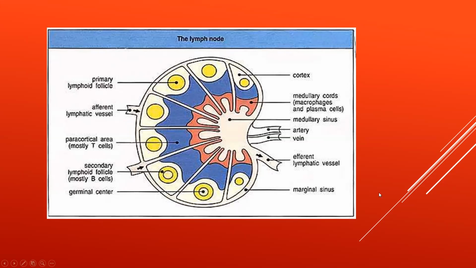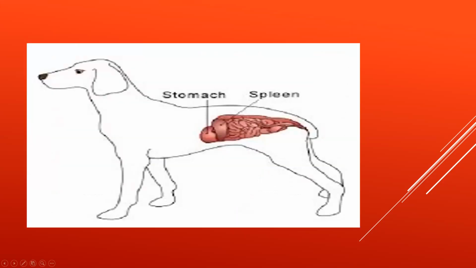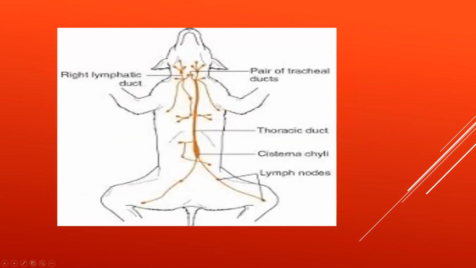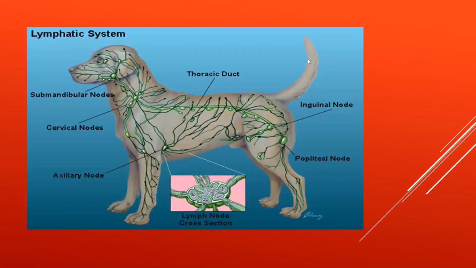Now you have several major lymph nodes. Sorry, go to the previous slide. So you have here the submandibular lymph node, which is over here. The parotid lymph node is actually over here at the angle of the jaw. So you have the submandibular here, and then here you have the parotid.